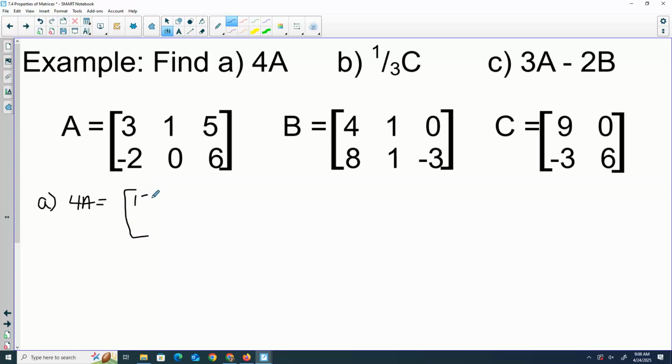So 3 times 4 is 12. 1 times 4 is 4. 5 times 4 is 20. -2 times 4, -8. 0 times 4, 0. 6 times 4 is 24. You guys do B.